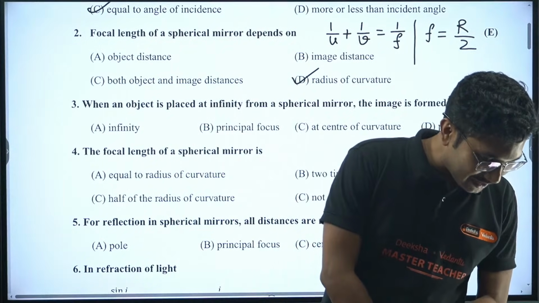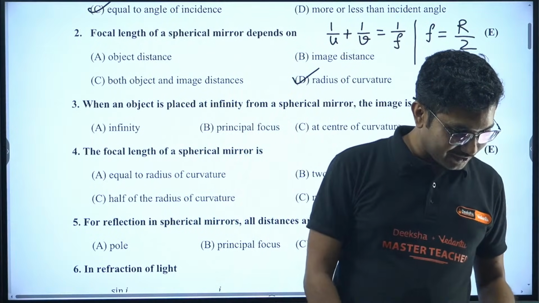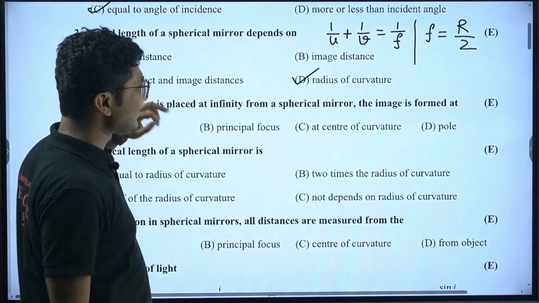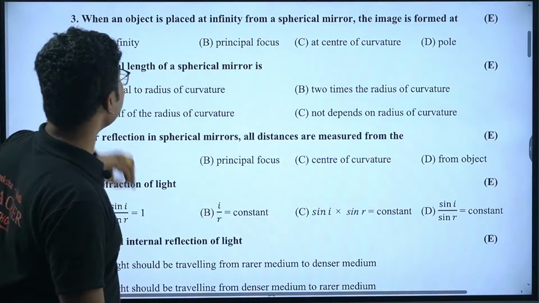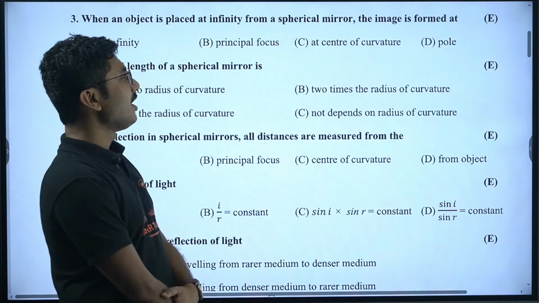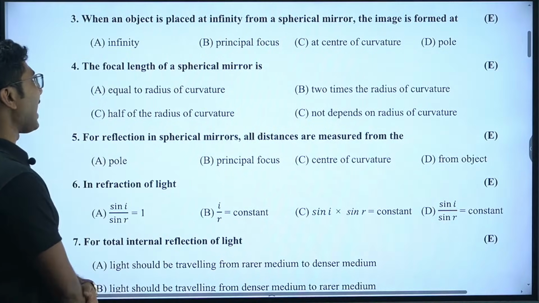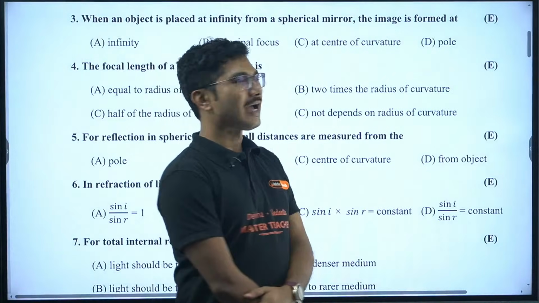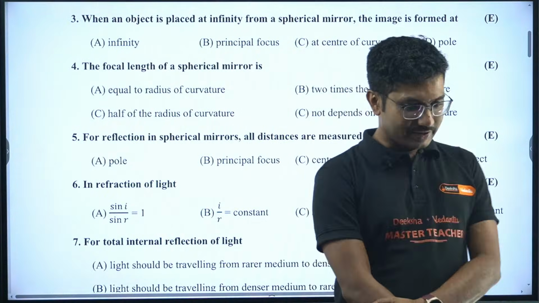Treasure Money Hunt answered this correctly. Nagaraj, after understanding, changed his answer and is now saying option D. Yes, correct. Now answer question number 3. When an object is placed at infinity from a spherical mirror, the image is formed at infinity, principal focus, center of curvature, or at the pole. Okay, easy question. Let's see.